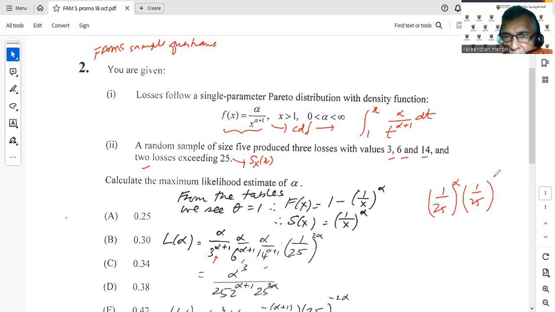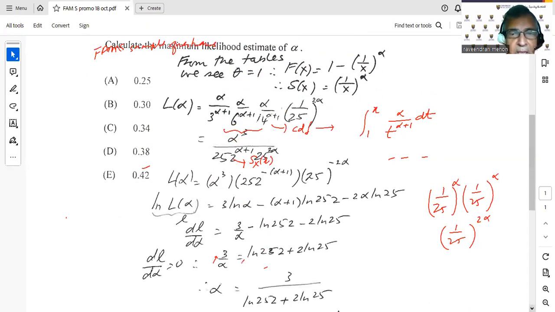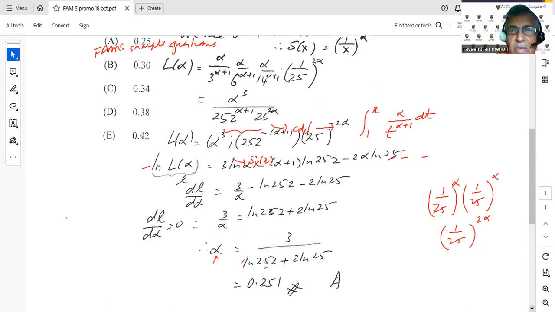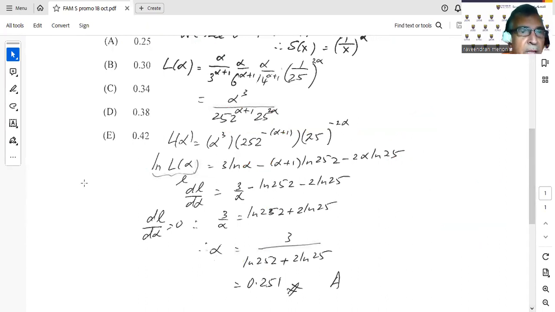So I'll get 1 over 25 to the power of alpha plus alpha, which is 2 alpha. That's what you see here. When you're done with that, we need to clean this up a little bit. This is your likelihood, so we need to go ahead and take your log likelihood. Let me just move the screen up. Okay, now I can clear this.